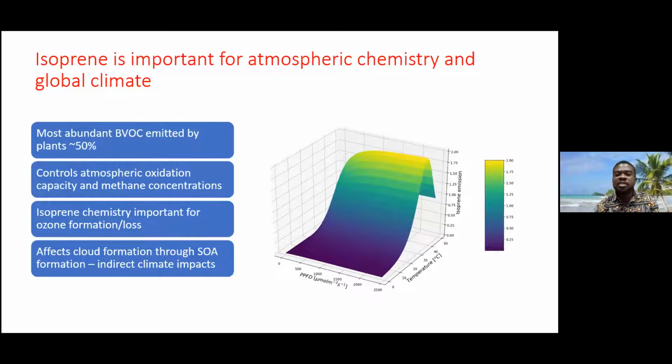It makes up about 50% of all BVOCs emitted by plants, and it controls the atmospheric oxidation capacity and methane concentrations. It is also very important in the chemical production and loss of ozone, which is a greenhouse gas, but it also has an indirect impact on global climate through the formation of secondary organic aerosols. These secondary organic aerosols are very important in cloud formation. And since clouds can either absorb or reflect solar radiation, it is an important factor in global climate.